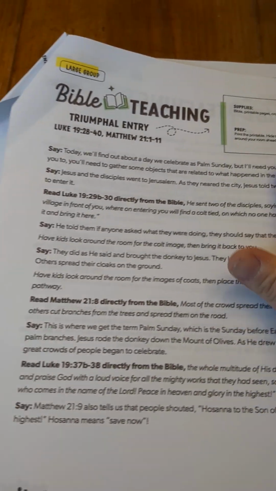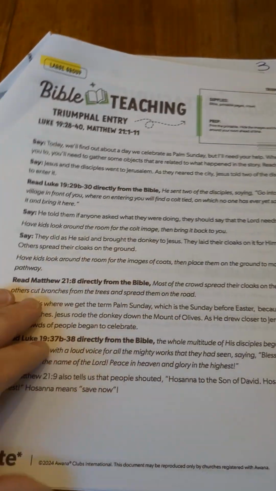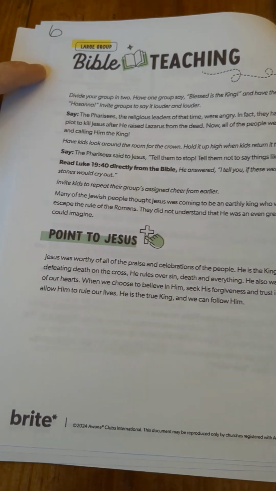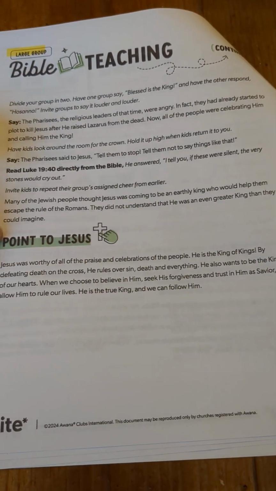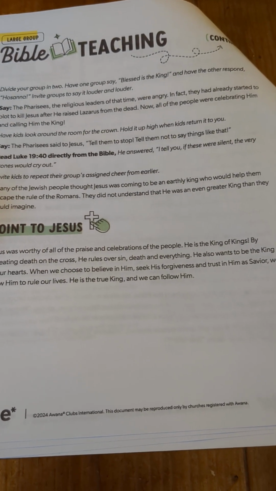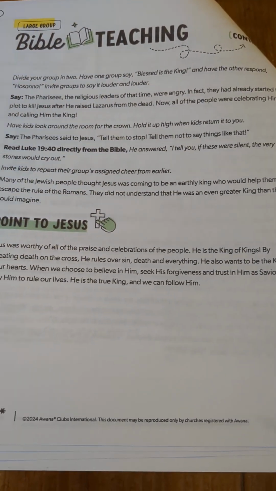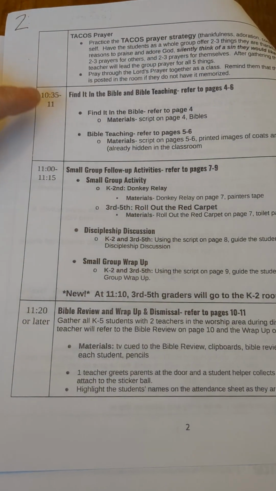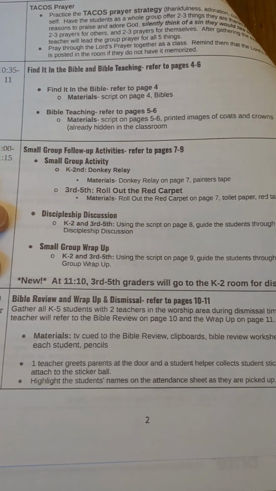So that is the prep I'm doing ahead of time for you. You will just be following this script with the kids. And then on the back of it is a continuation. This is the page 6 part of it, the continuation of the script, as well as how to point it to Jesus at the end of our Bible teaching for this week. So once you've finished that on page 6, you're done with this section and you're moving on to small group follow-up activities.